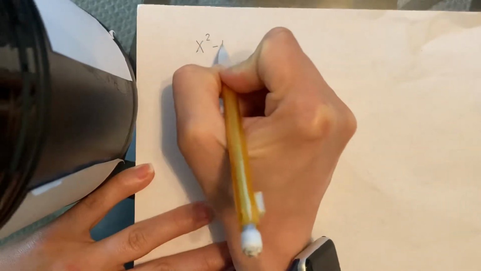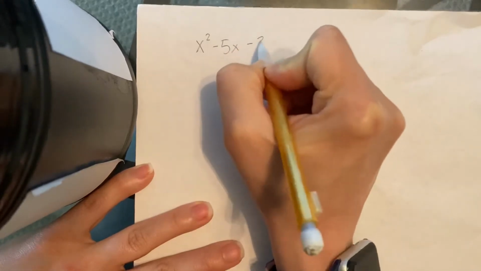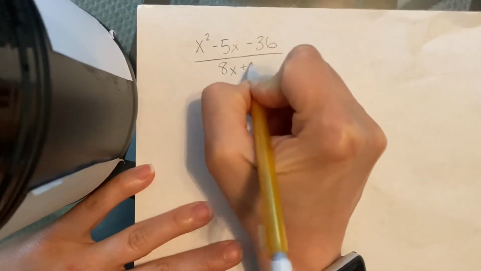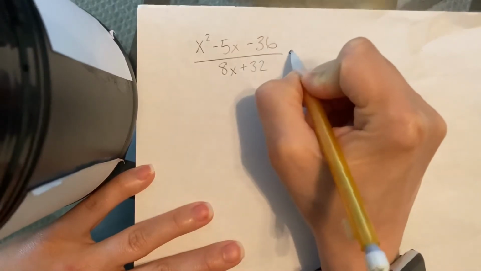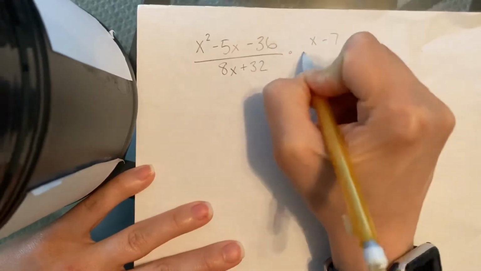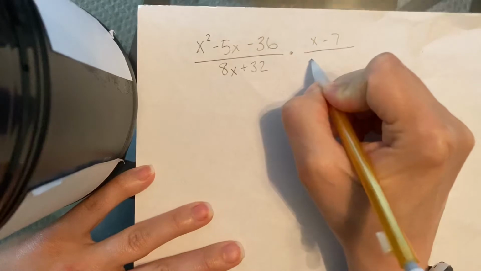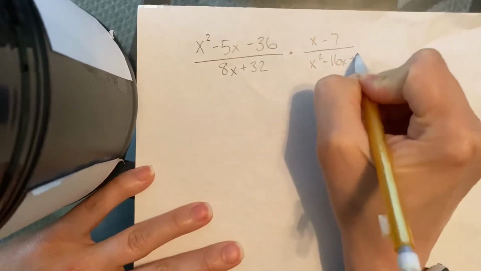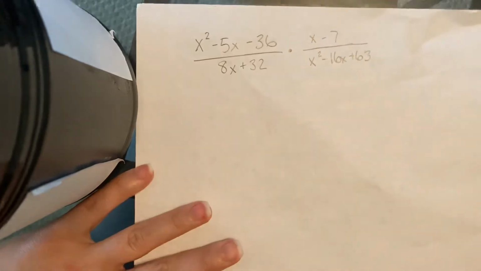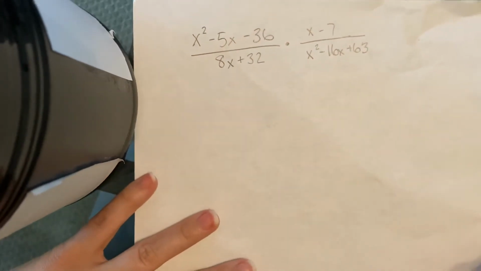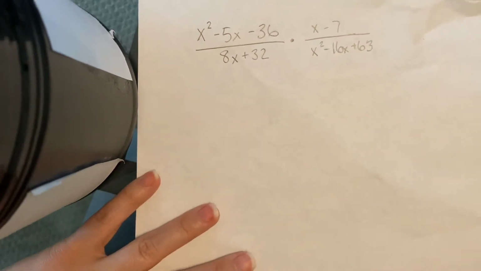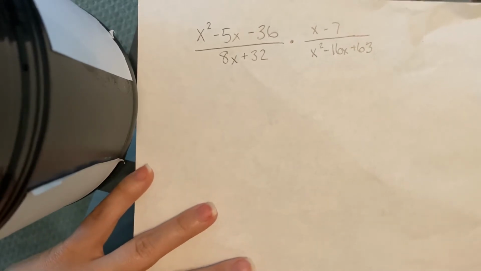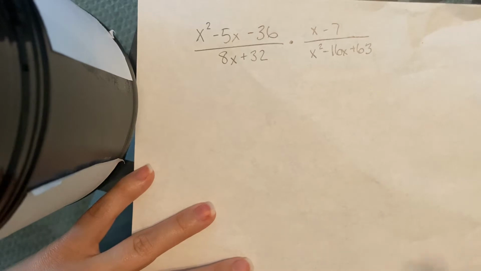x squared minus 5x minus 36 over 8x plus 32 times x minus 7 on top. And on the bottom, x squared minus 16x plus 63. So there's two different problem types here, multiplication and division. This first one is multiplication, so this is a little easier.